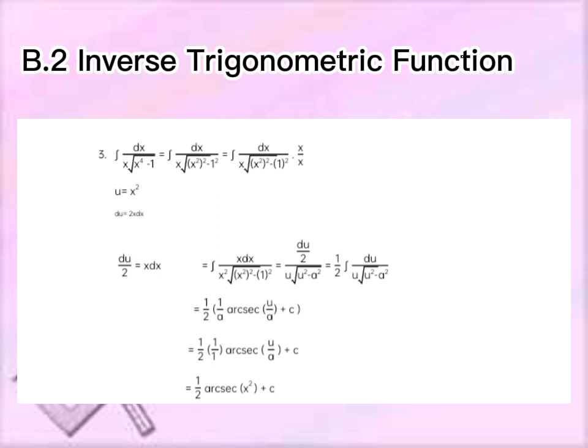So we now have 1/2 multiplied by 1 over a arc secant of u over a plus c. That would be 1/2 times 1 over a, and the 1 over 1 arc secant is still 1. Arc secant of u, where our u is x squared and our a is 1, plus c. So our final answer would be 1/2 arc secant x squared plus c.